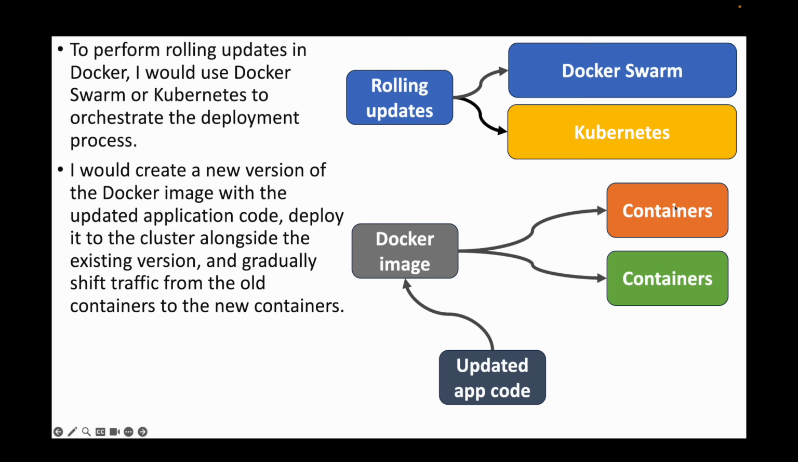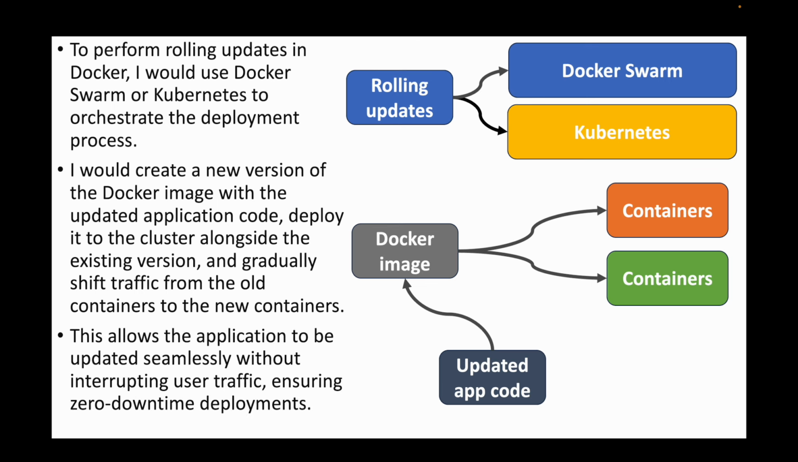So let's say this is the old container which is running on image version 1.0, and then you have updated this Docker image, let's call it version 2.0, and then you'll create a new container. So this container will be running on version 1.0 and this will be running on version 2.0, and then we'll gradually shift the traffic from this container to the new container, and that way we are performing a rolling update. So this allows the application to be updated seamlessly without interrupting the user traffic and ensuring we have a zero downtime deployment. So that's where we can perform your rolling updates.